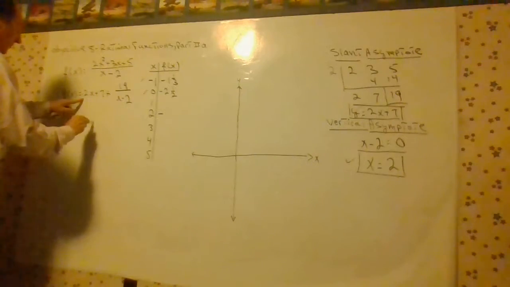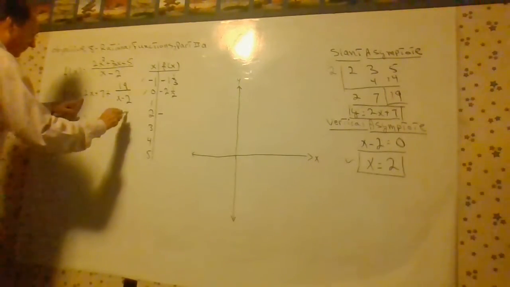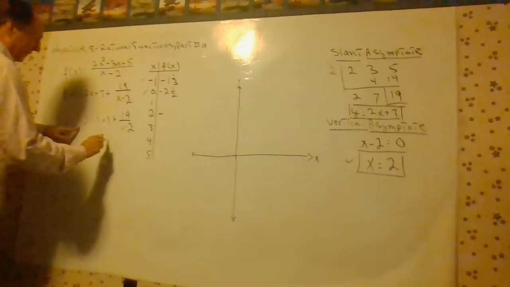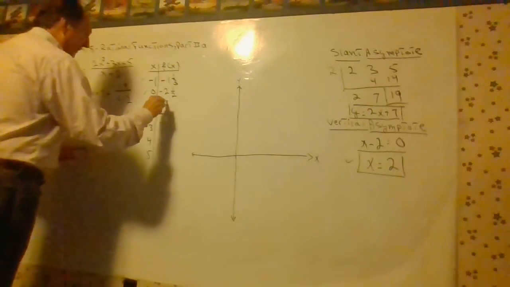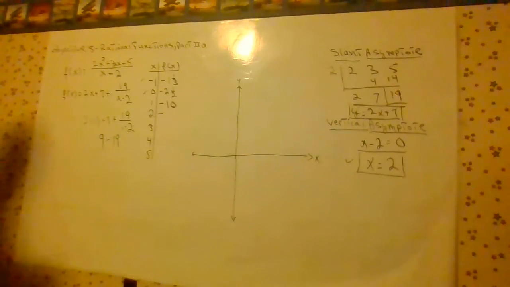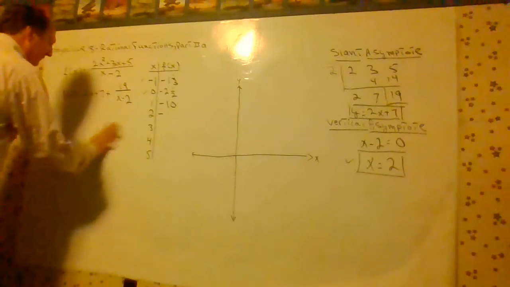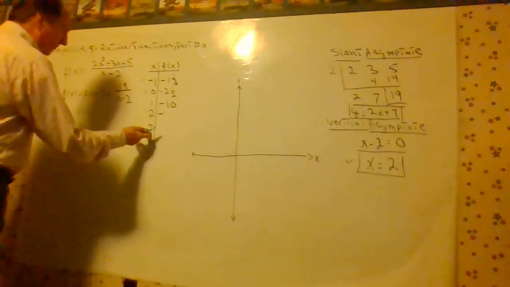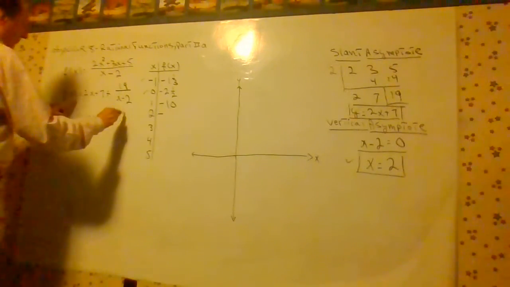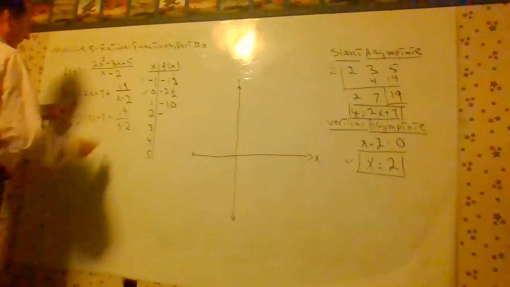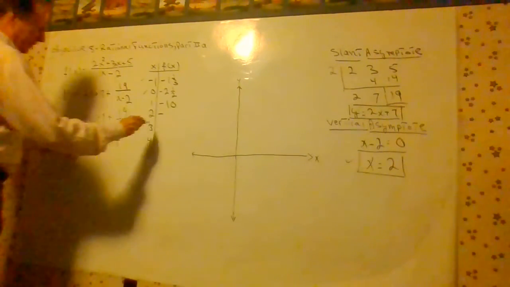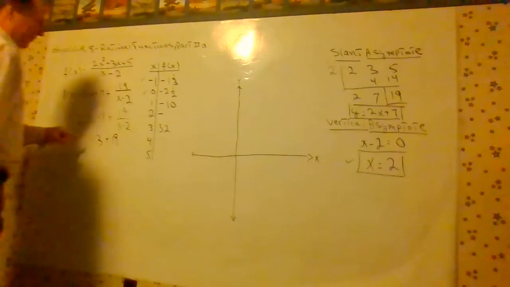Substitute 1, 2 times 1 plus 7 plus 19 over 1 minus 2. 9, and that's minus 19, so we get minus 10. You can tell which way this is headed. And we can skip over 2. We go to 3, 2 times 3 plus 7 plus 19 over 3 minus 2. 6 and 7, 13 plus 19, 32.